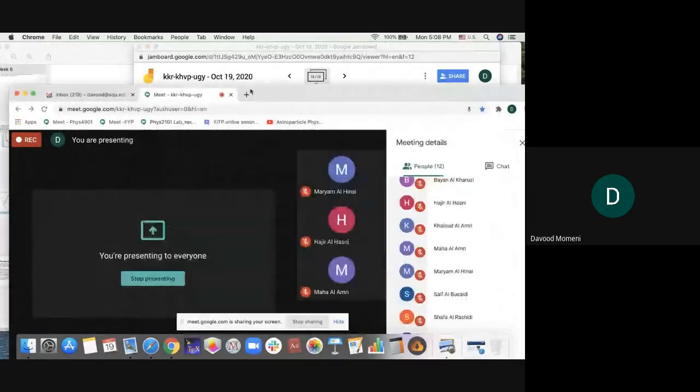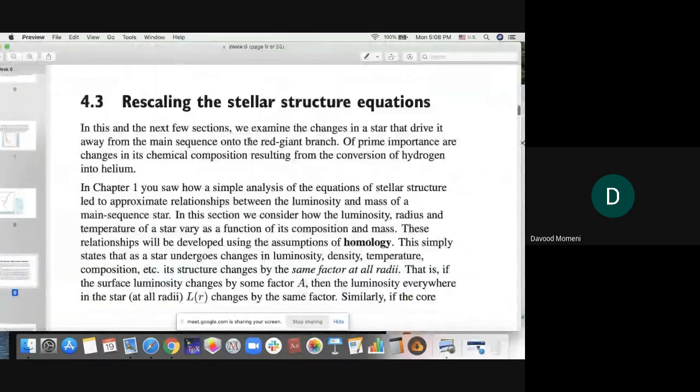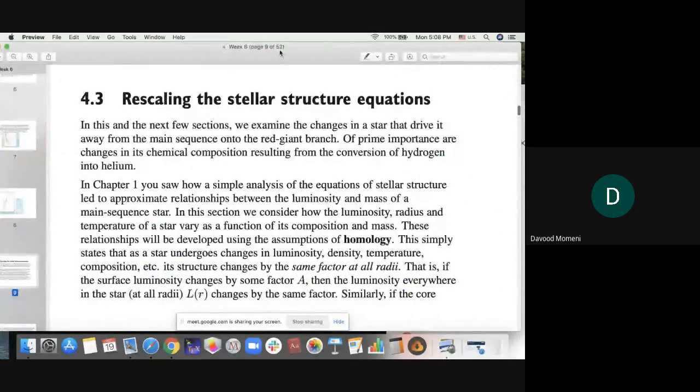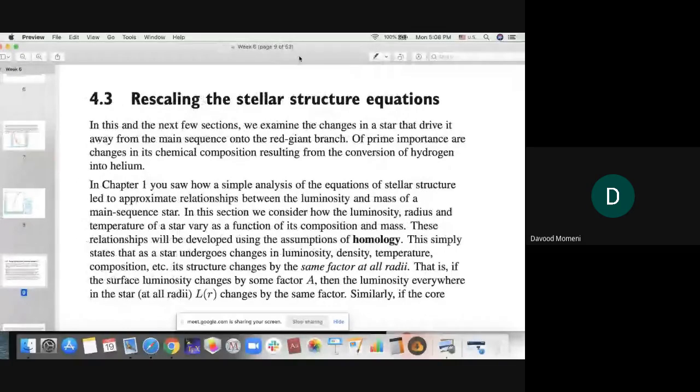Okay. The rest of the lecture is about scaling. So what is scaling?